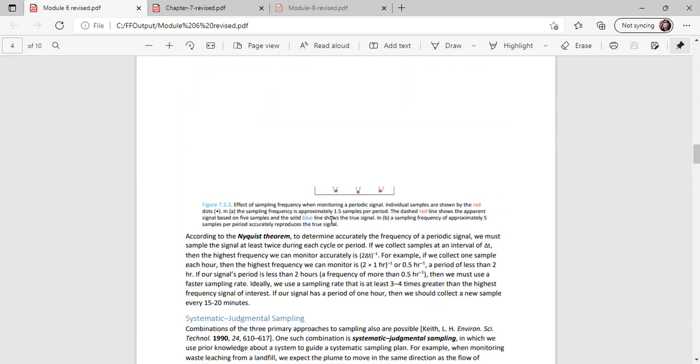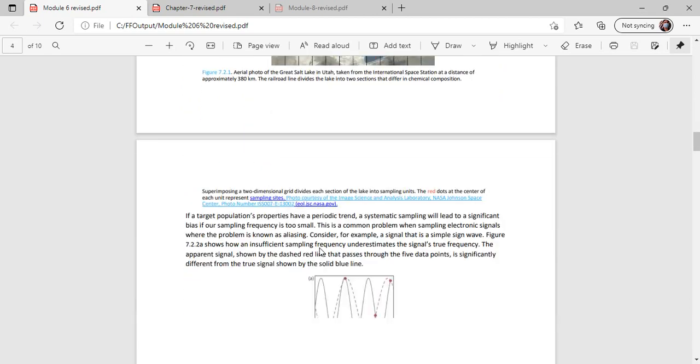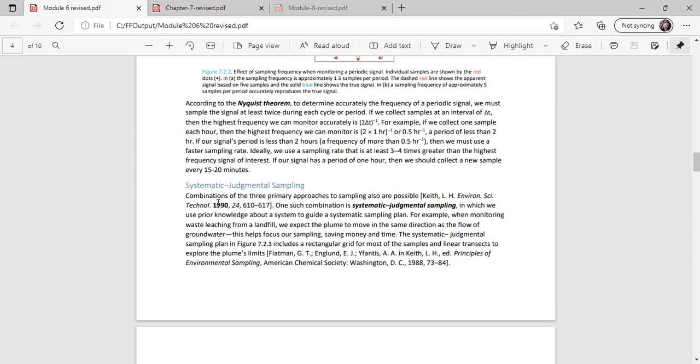Now, systematic or judgmental sampling is the combination of 3 primary approaches to sampling, in which you use your prior knowledge about the system to guide a systematic sampling plan. For example, when monitoring waste leaching from a landfill, we expect a plume to move in the same direction as the flow of the groundwater. It helps focus the sampling and also saves money and time.